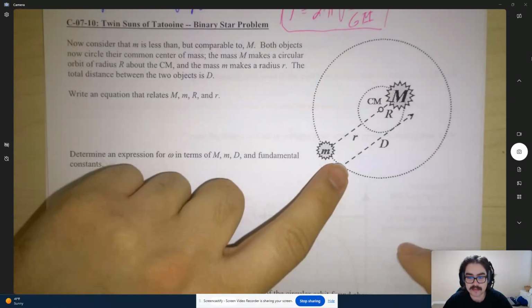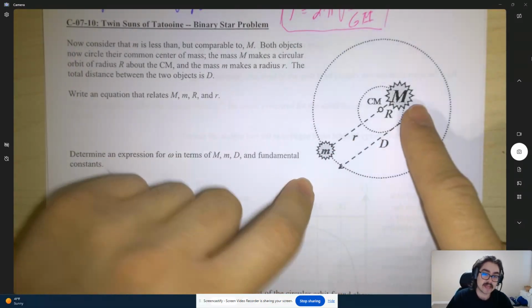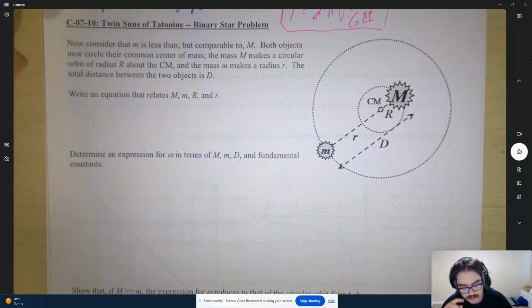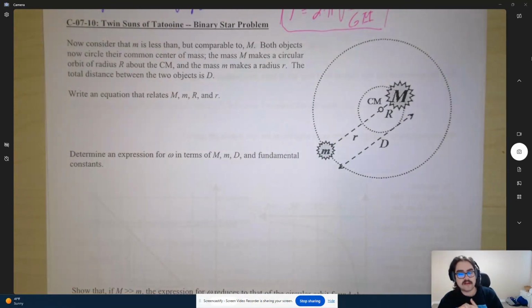For example, here you're going to notice that little m has a larger radius from the center of mass than big M does. Okay, so now consider mass m is less than but comparable to big M. Both objects now circle a common center of mass. The mass big M makes a circular orbit of radius R about the center of mass, and the mass little m makes a radius r. The total distance between the two objects is d. Write an equation that relates big M, little m, big R, and little r.